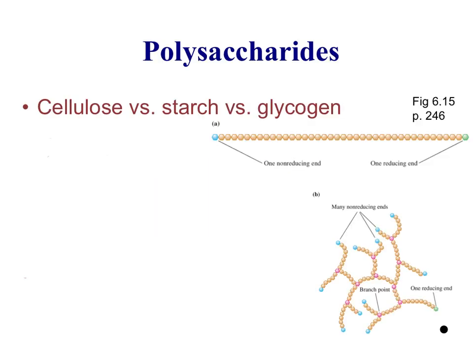Let's talk about polysaccharides. So, poly, as I'm sure you've heard before, means many. Polysaccharides are just many sugars. So, they're actually polymers, which are just molecules that have repeating patterns. And this obviously has a repeating pattern.